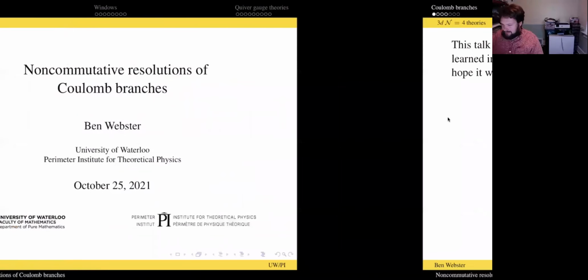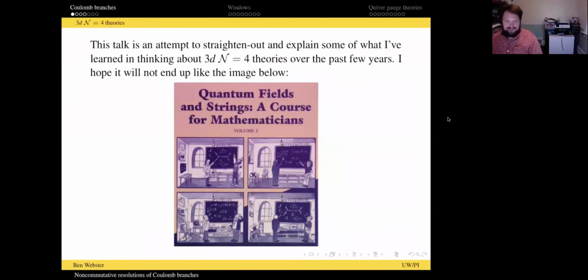Right. So that's the title. And here's the depiction of my life. I saw this image on the front of a book a very long time ago, and somehow it really stuck with me. And then I started living it.